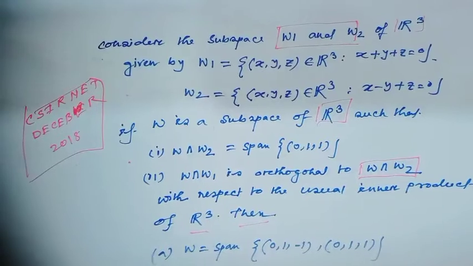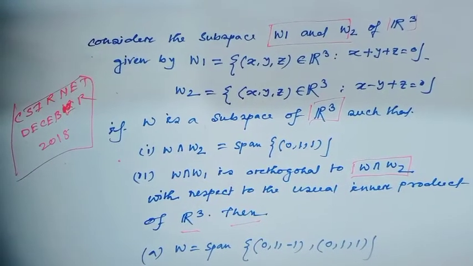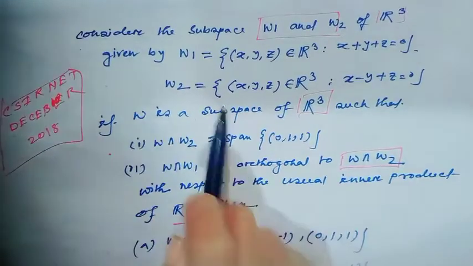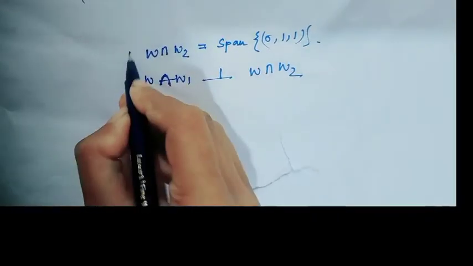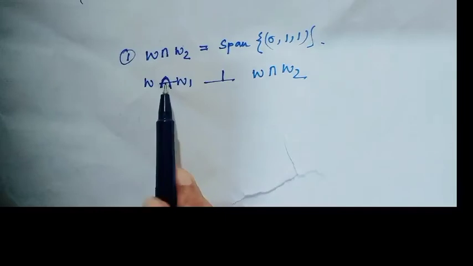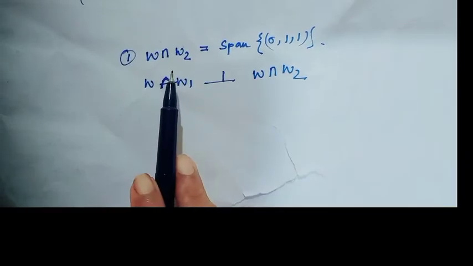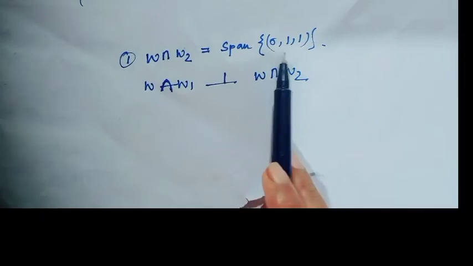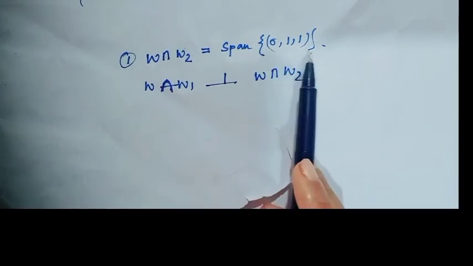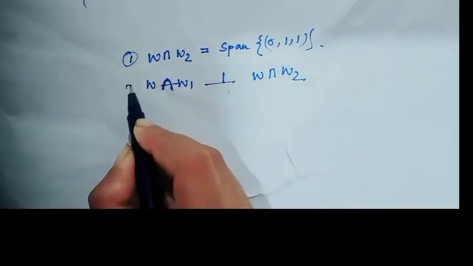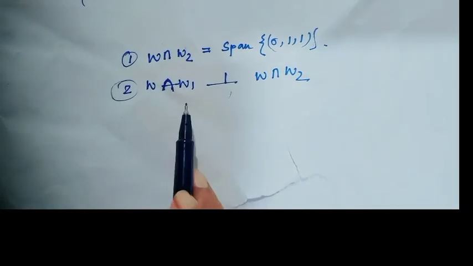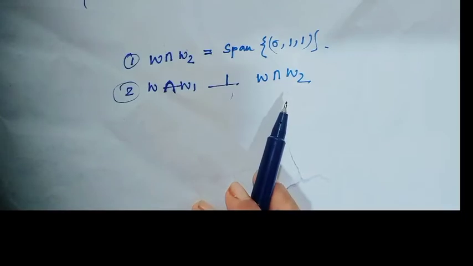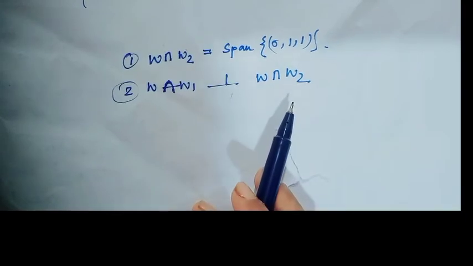This is a very conceptual question. If you know the property, then you will understand it better. The question has given two conditions. Condition 1, W intersection W2 equals the span of this vector {0, 1, 1}, and condition 2, W intersection W1 is orthogonal to the set W intersection W2.